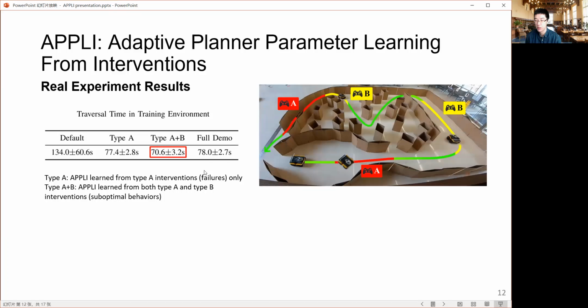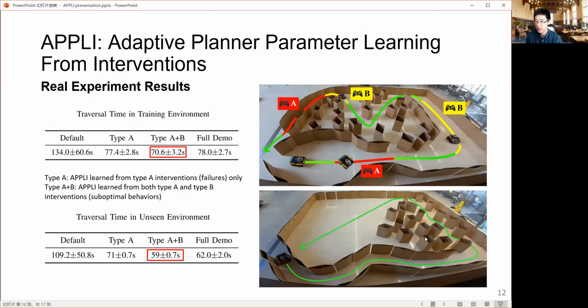In this training environment, we compare APPLI with different number of interventions and even full demonstration, and we also compare it against the planner with default parameters. If we compare the traversal time across 5 trials, we can see APPLI using both A and B interventions achieves best performance, and it's much faster than the default parameters. And in this on-scene environment, we can see similar performance. APPLI with A and B interventions performs the best.